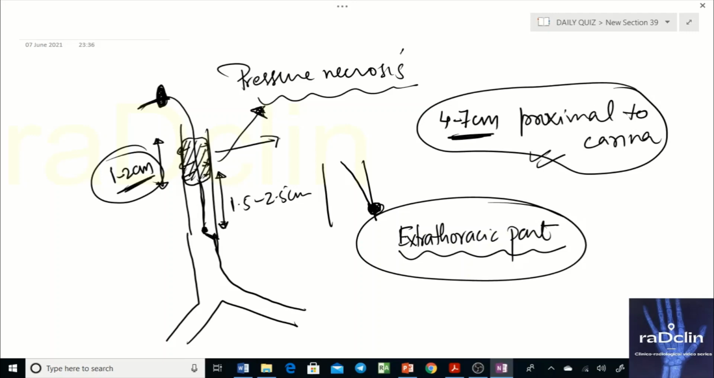If it develops in an acute setting, what will you have? If this is a cross section, the balloon will be exerting pressure everywhere. So it will be circumferential, it will cause circumferential thickening. So in the acute phase, there will be circumferential thickening.